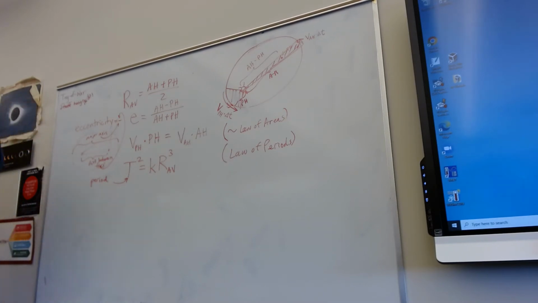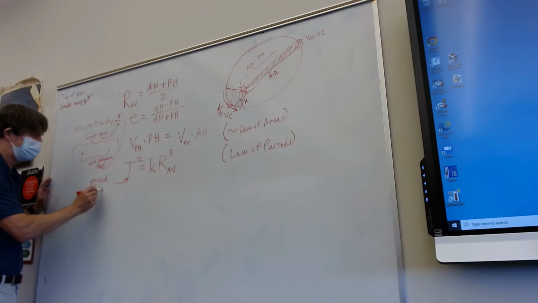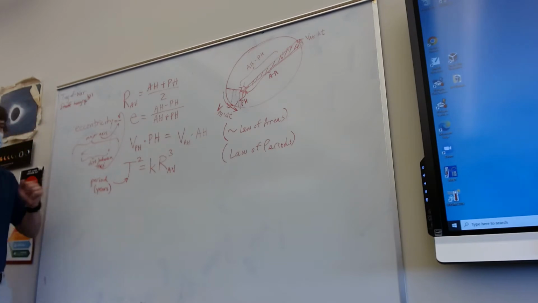How long it takes. How long it takes to finish an orbit. Got it? What units are good to measure it in? Years? Years are good. Days, hours, seconds, whatever. I think I like years the best, and I'll say why.